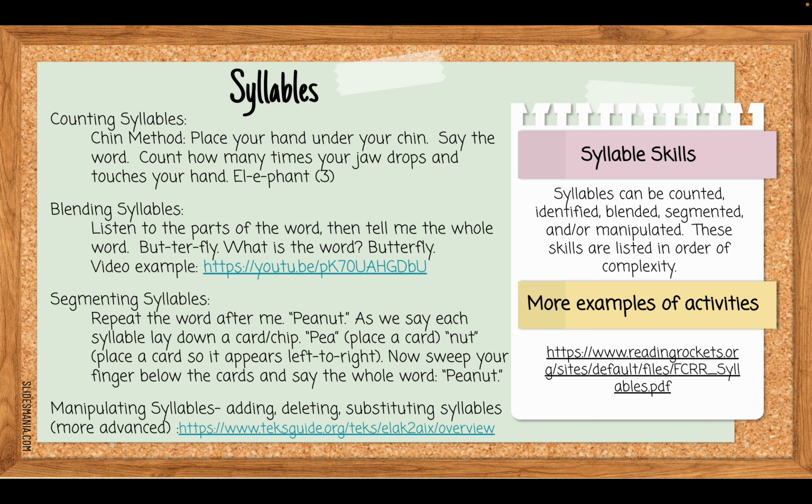The one example here is elephant. You can feel your chin moving. If you do that for a longer word, like butterfly, you can feel your chin moving for each of the syllables. So that is another method that is sometimes used. So just counting syllables, right? Identifying syllables would be your initial skill.